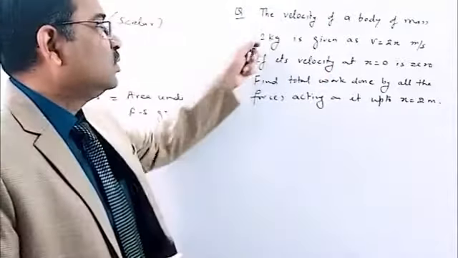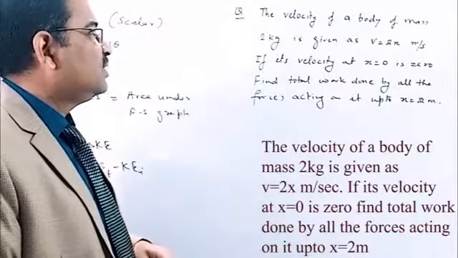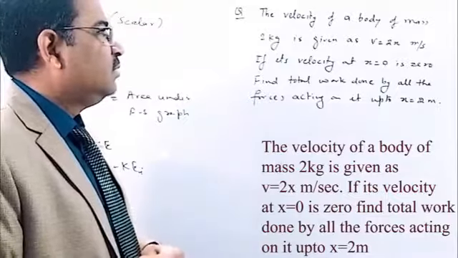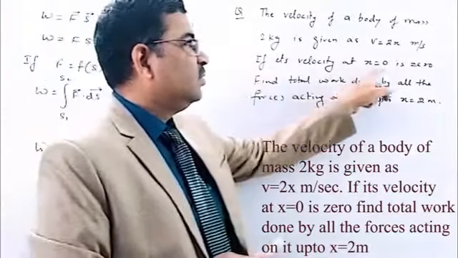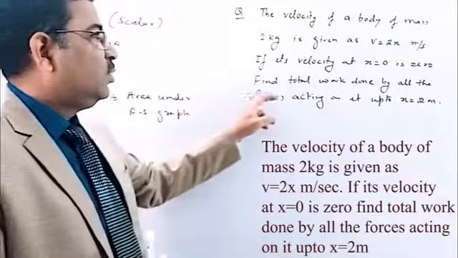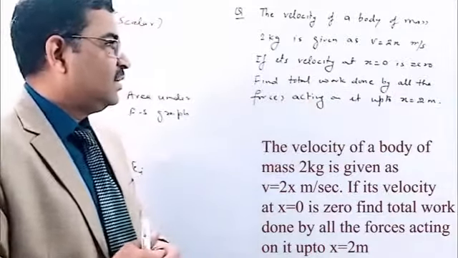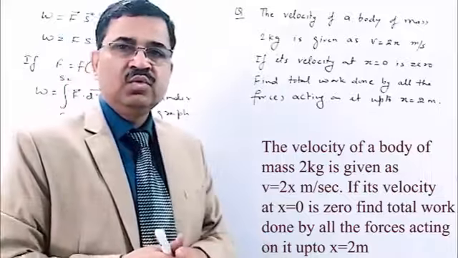For example, this question: the velocity of a body of mass 2 kg is given as v equal to 2x meter per second. If its velocity at x equal to 0 is 0, find the total work done by all the forces acting on it up to x equal to 2 meter.